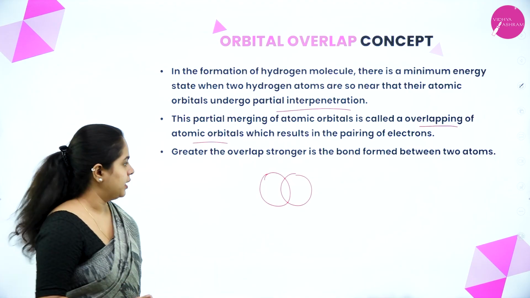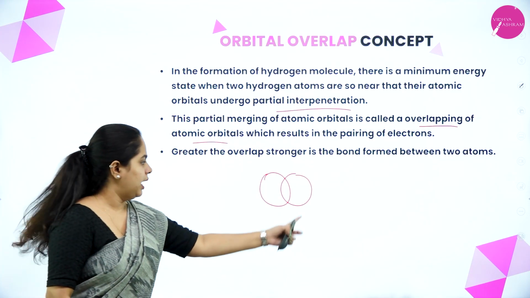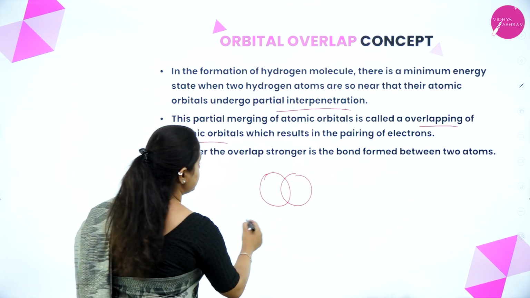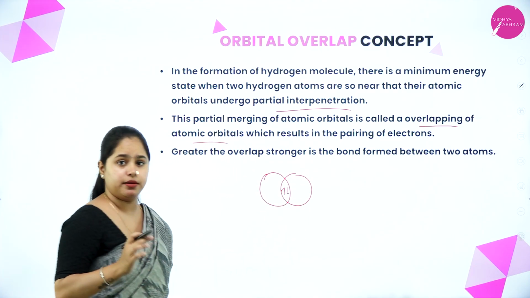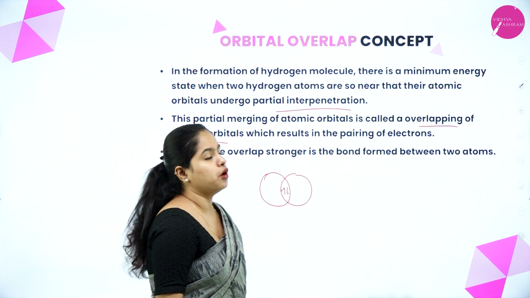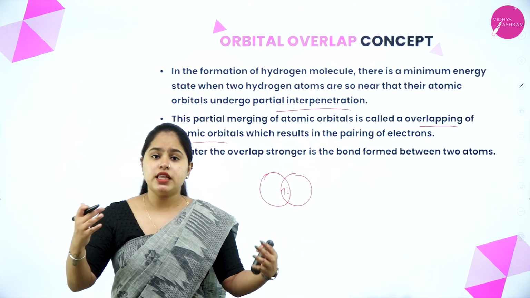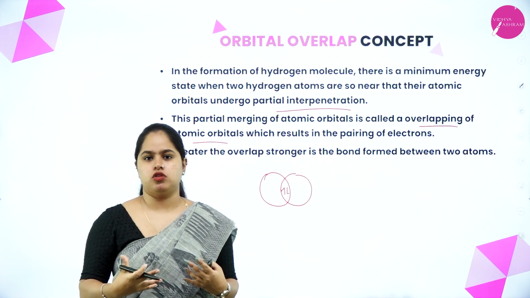So what does that mean? This one orbital was having one unpaired electron, and the second orbital was having another unpaired electron. Now what happens when they combine with each other? Now it gets paired. Right? So greater the overlap, stronger is the bond formed between the atoms. Now what you can understand from that? When the extent of overlapping is increasing, the bond strength also increases.